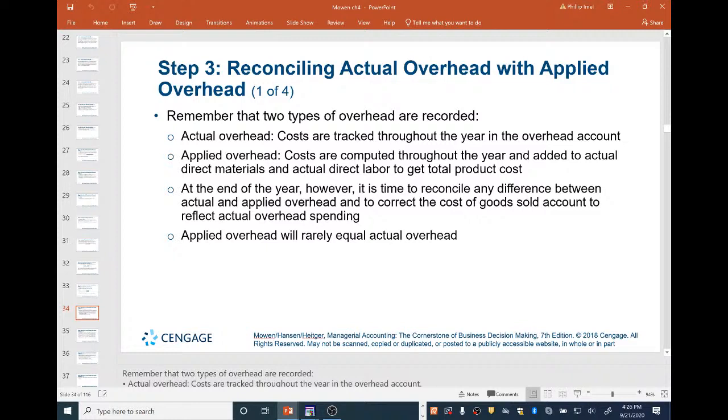At the end of the year, obviously, the chances of these two actually lining up and being the same are not very likely, right? So the applied and the actual overhead are most likely going to be different, because one's an estimate and one's what actually happened.